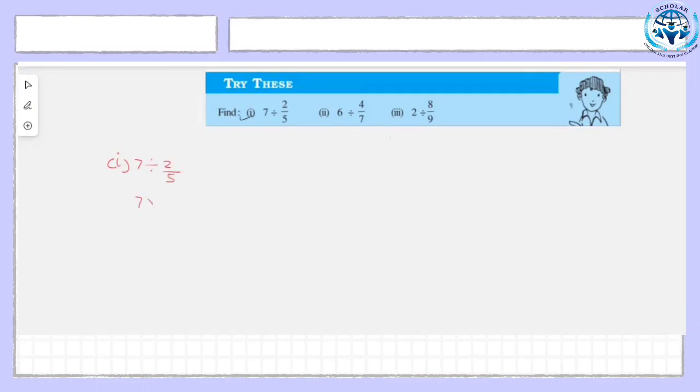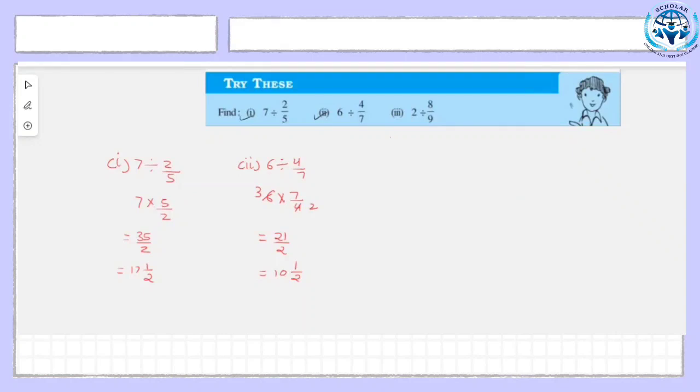7 divided by 2 by 5, that means 7 multiplied with 5 by 2. That means 7 fives are 35 upon 2. Converting into a mixed fraction, we get 17 1 by 2. Second, 6 divided by 4 by 7: 6 into 7 by 4. 2 threes are 6, 2 twos are 4, 7 threes are 21 upon 2. That means 10 1 by 2.